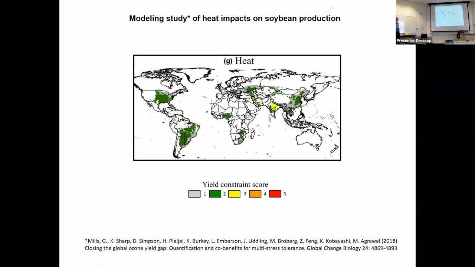We're also beginning some studies to try the same approach for looking at heat stress. So here, from this paper from Gina Mills and a large group of people, showing where heat stress is predicted to be a problem for soybean. And you can see it's showing up in places that are soybean growing regions. This is just to give you an orientation. For the yield constraint score here, you'd have to go back and read the paper to appreciate why it's assigned 1 through 5. Typically pests are going to have the highest stress, and some of the other ones are less so. This is just to show you that there are some expected impacts of heat stress on soybeans.